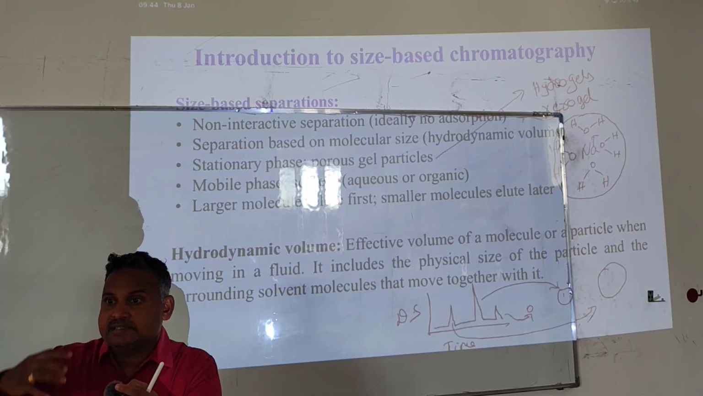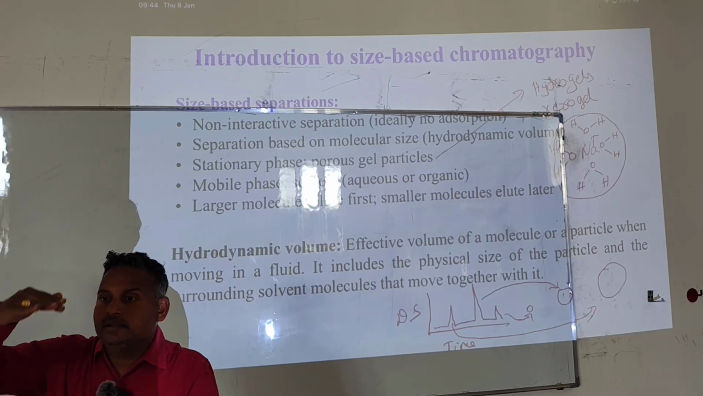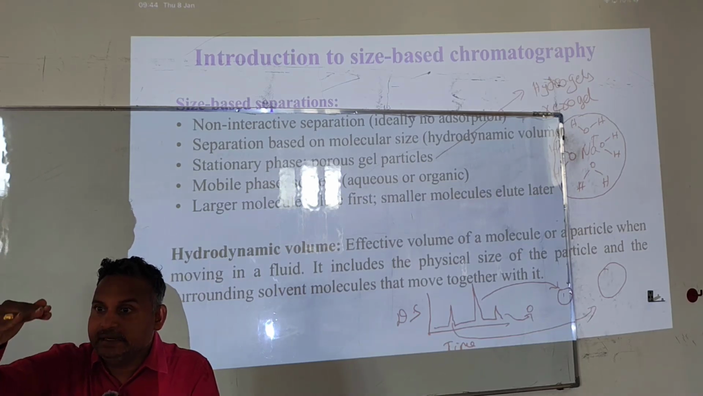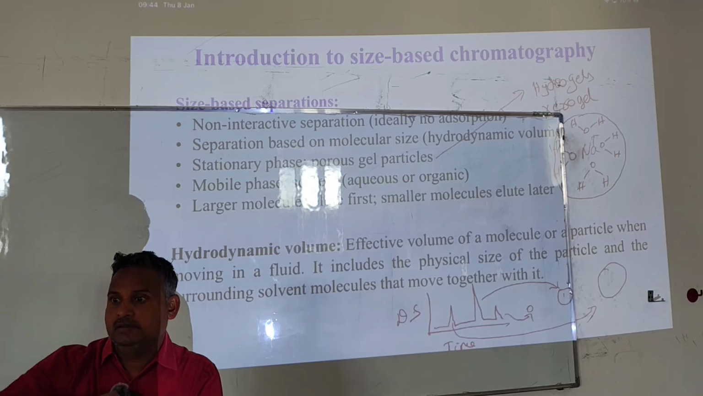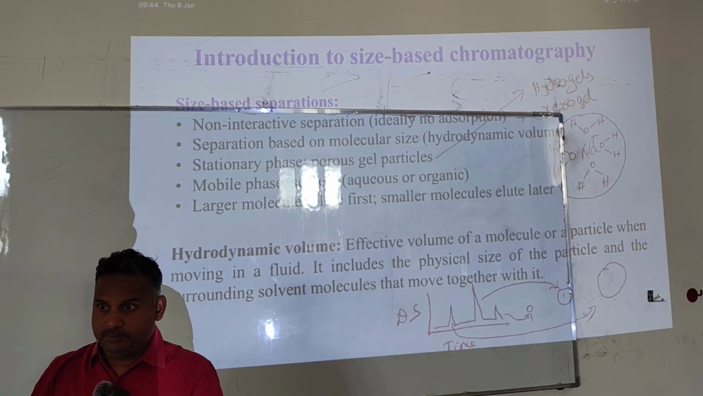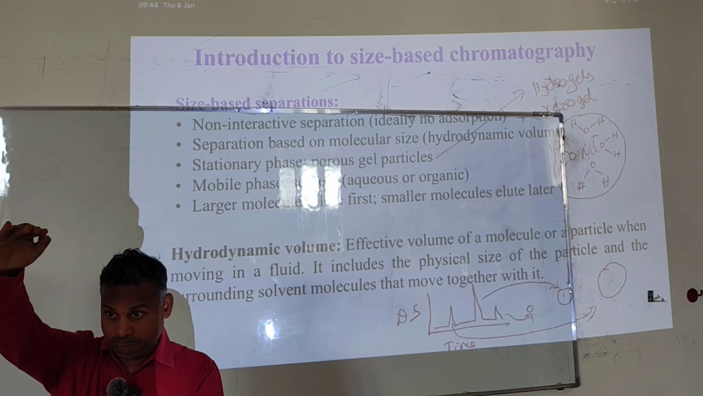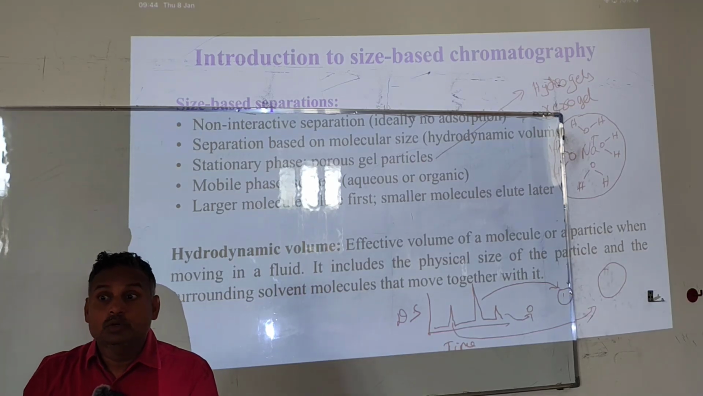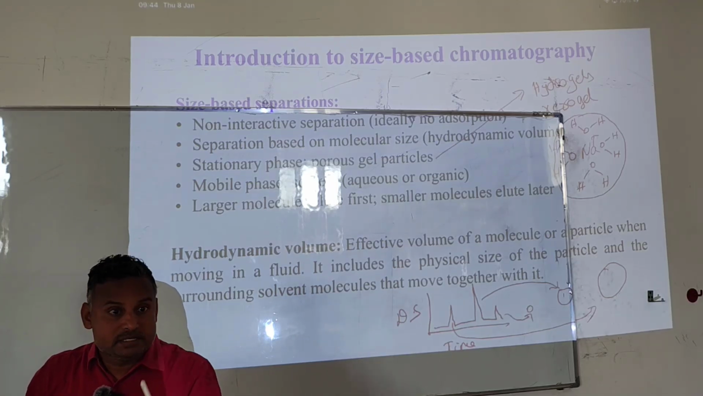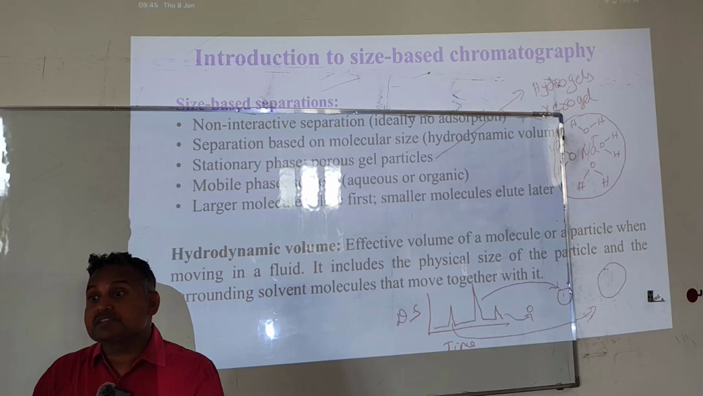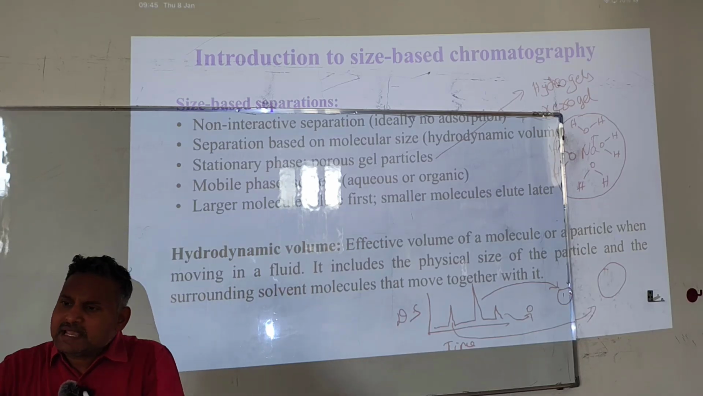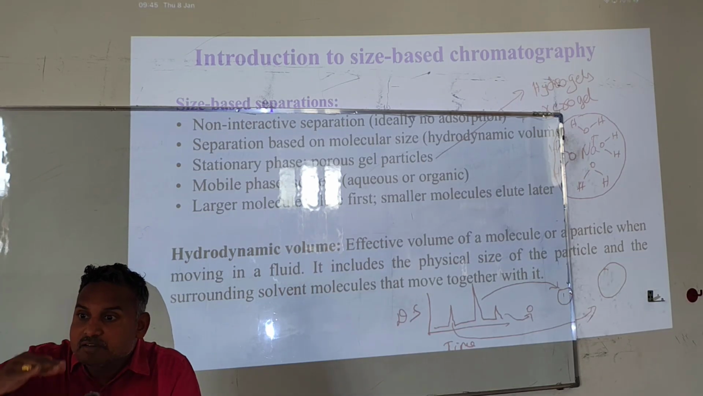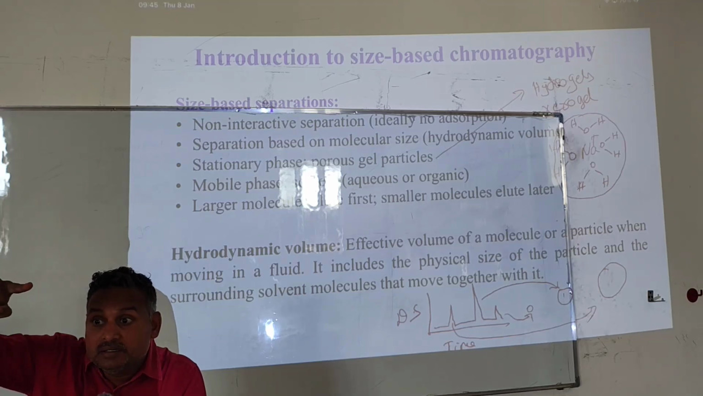Okay? It cannot enter inside. If it is not entering inside, they will come directly from the periphery of the particles. Periphery means outside. Just outside of the particles they will move, without entering inside the porous beads of the stationary phase. Because they are not entering, they will move faster along with the mobile phase.